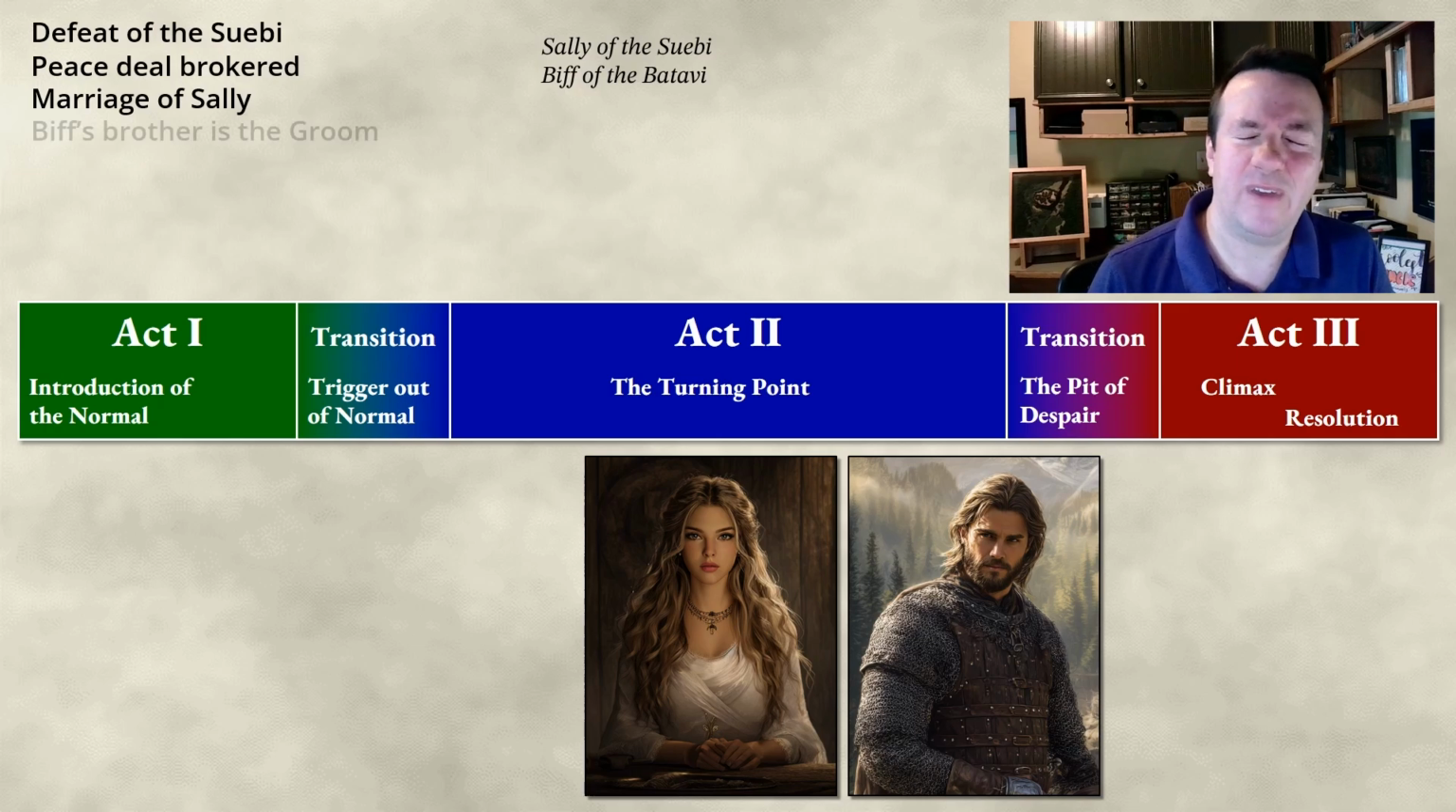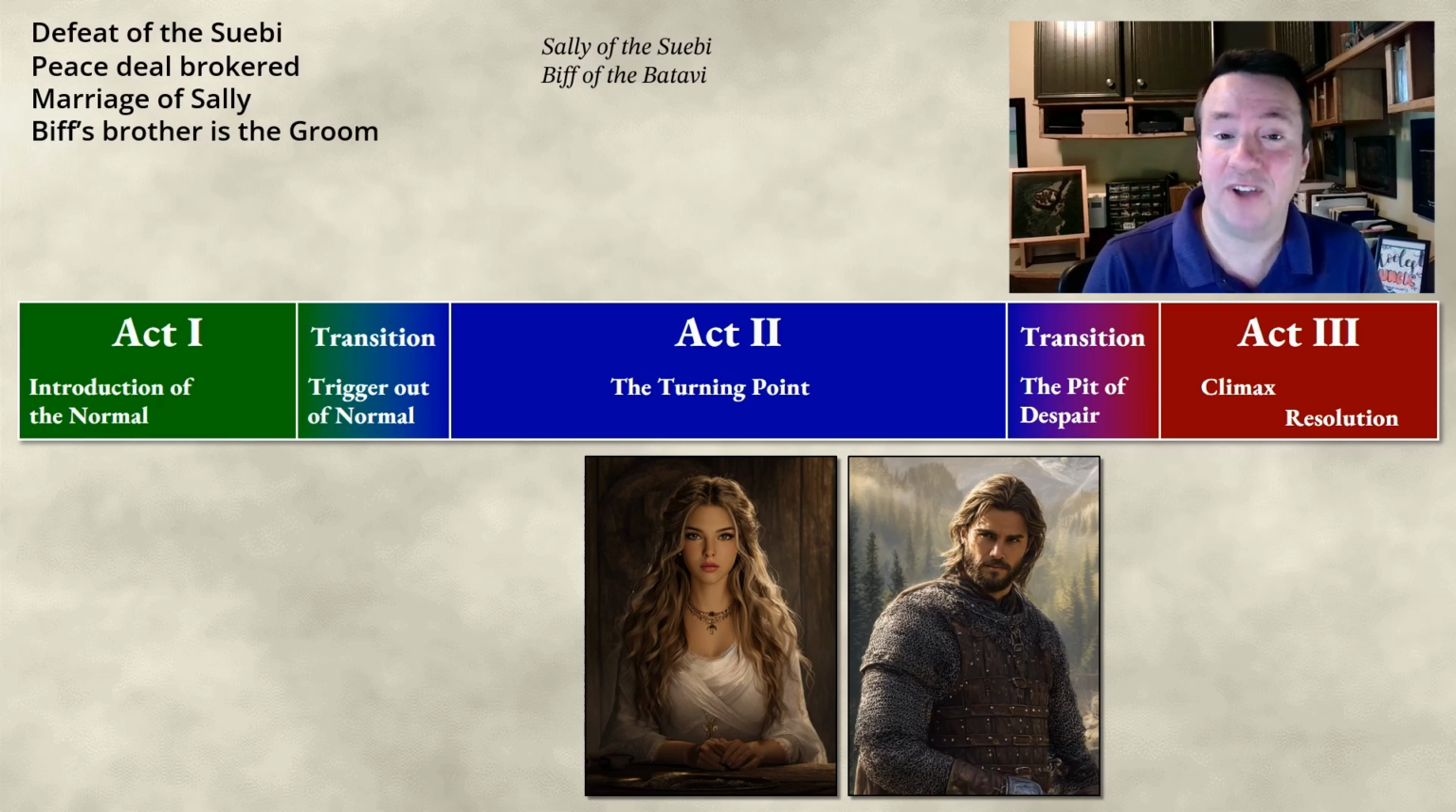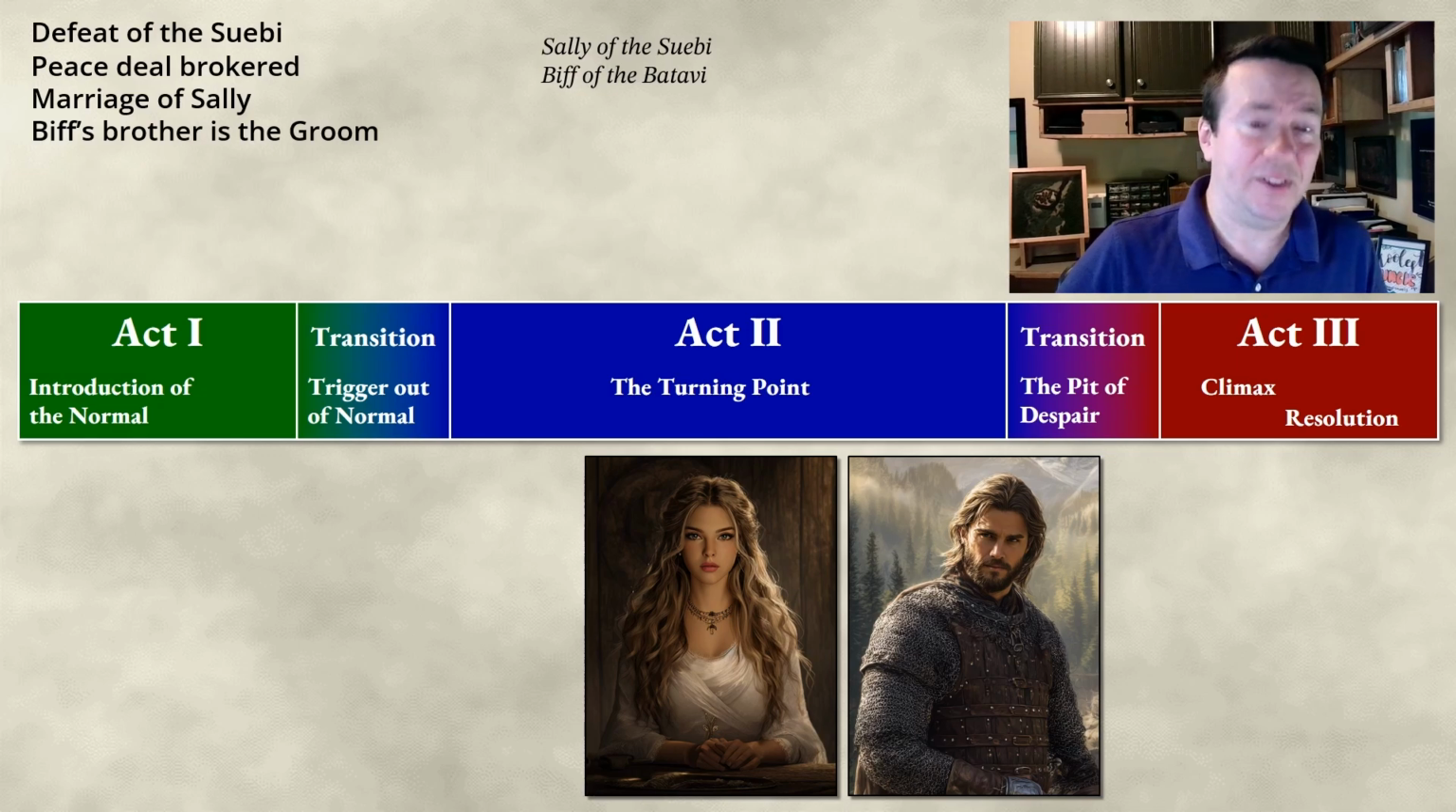But maybe Biff can be the younger brother of the groom. That means he would be the son of the chieftain of the Batavi, just like Sally is the daughter of the chieftain of the Suebi. And with that, we've woven the two characters together in our setting. Awesome. But let's expand a little bit on this scenario.